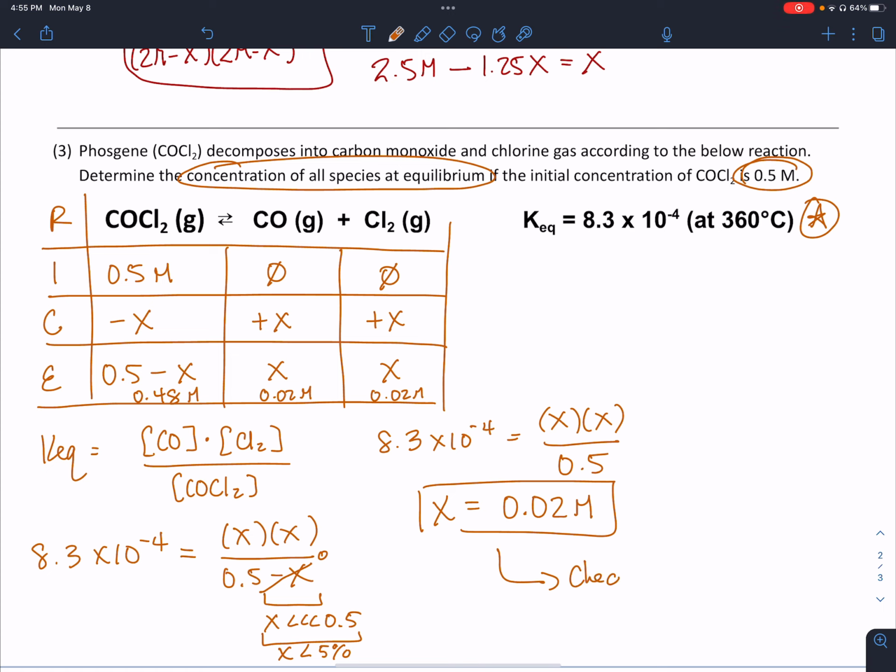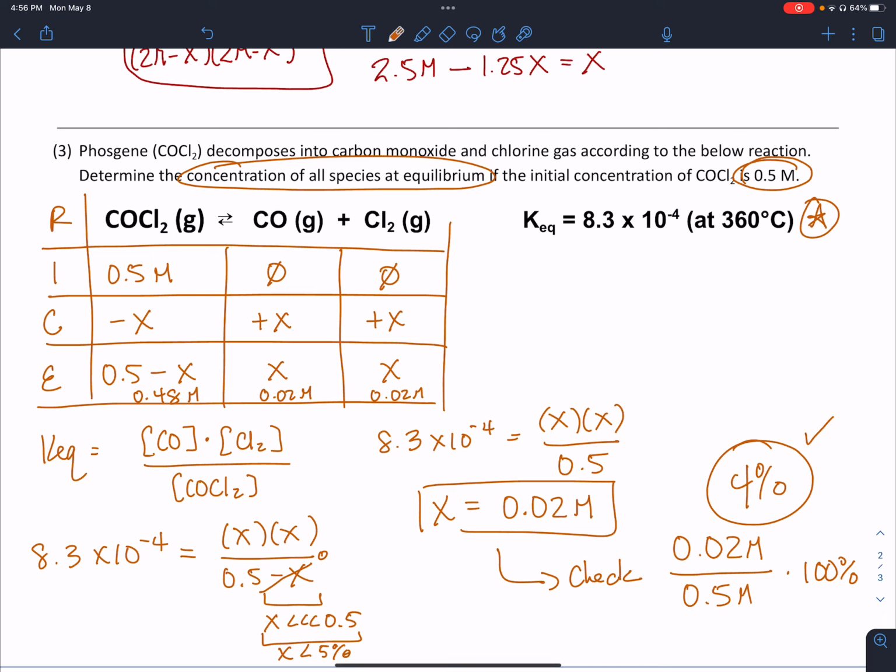To check, you take what X is, divide it by what you said it was much smaller than, and then multiply that by 100%. When you do this, you should get 4%, which is less than your 5% limit. So you are allowed to use your assumption.